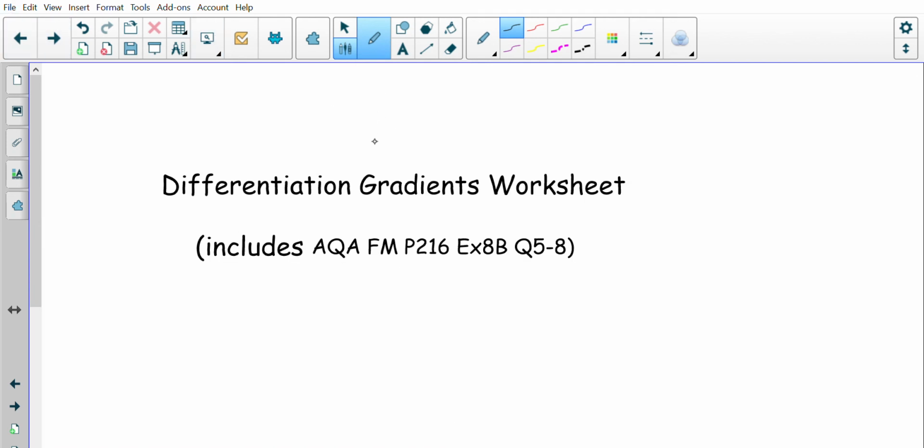Now I would like you to find the differentiation gradients worksheet on Teams. There'll be some questions on the worksheet, and it will also point you to some questions in exercise 8b of the Further Maths textbook.